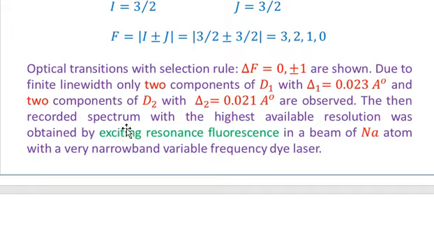The spectrum which was recorded for the first time with the highest available resolution was obtained by exciting resonance fluorescence in a beam of sodium atoms. That is, the resonance fluorescence was excited in the sodium atom to observe these lines with very narrow band variable frequency dye lasers. So you see that this is what I have explained.